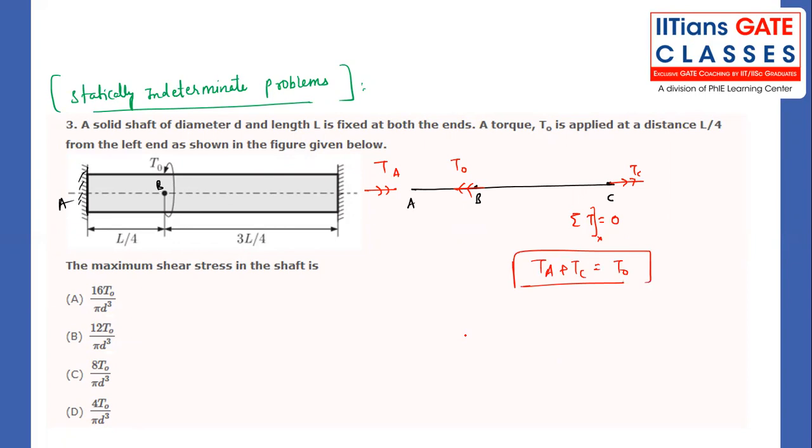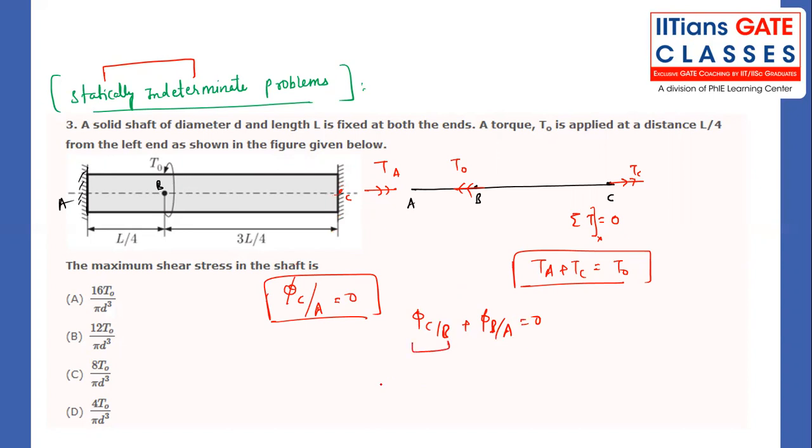That's why we call it statically indeterminate. With the help of the static equilibrium equations, we cannot determine the values. We need an additional equation. The additional equation is that the total angle of twist of C with respect to A has to be 0. That means phi C with respect to B plus phi B with respect to A has to be 0. Phi C with respect to B is what? What is the torsion in the BC member?